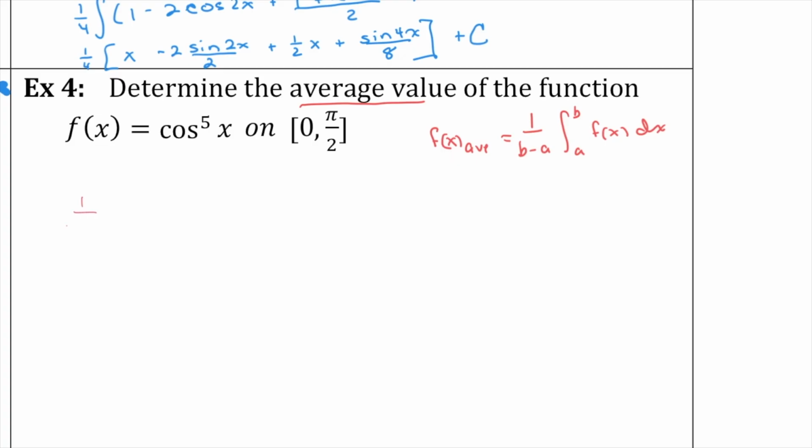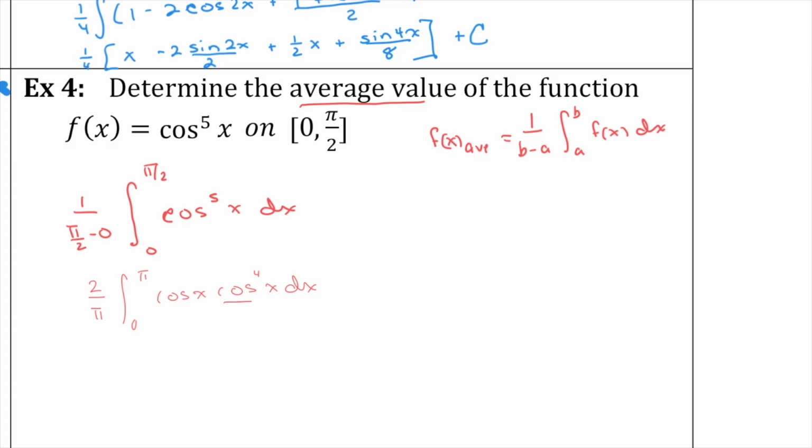So we want 1 over pi divided by 2 minus 0, the integral of our cosine to the 5th power x dx, and we're going to integrate from 0 to pi over 2. So there are actually two ways to do this problem. The first way, we would rewrite the cosine to the 5th power as our cosine x times the cosine to the 4th power x dx.